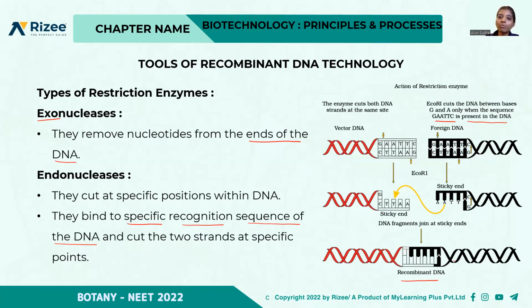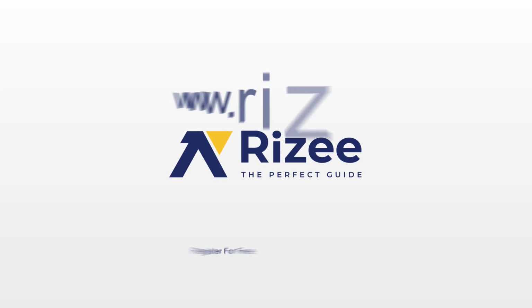So the main difference between exonucleases and endonucleases is that exonucleases cut from the ends of the DNA, but endonucleases cut within the DNA.